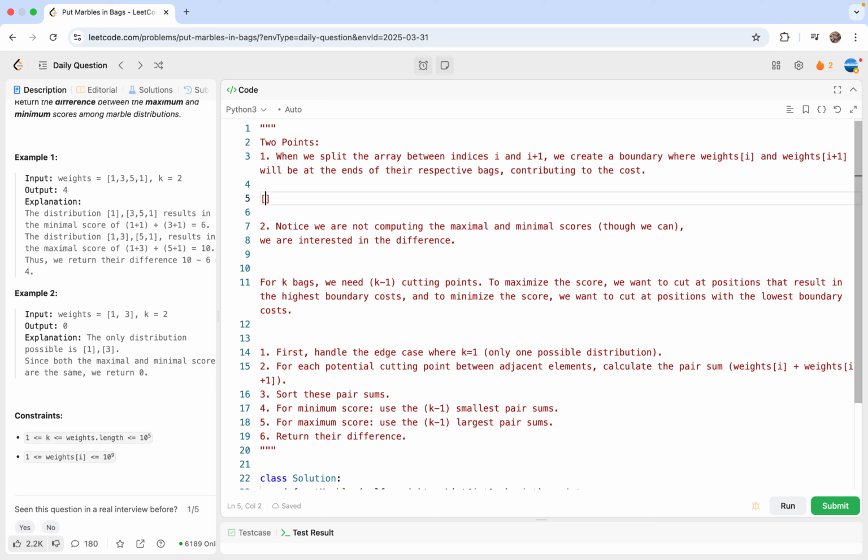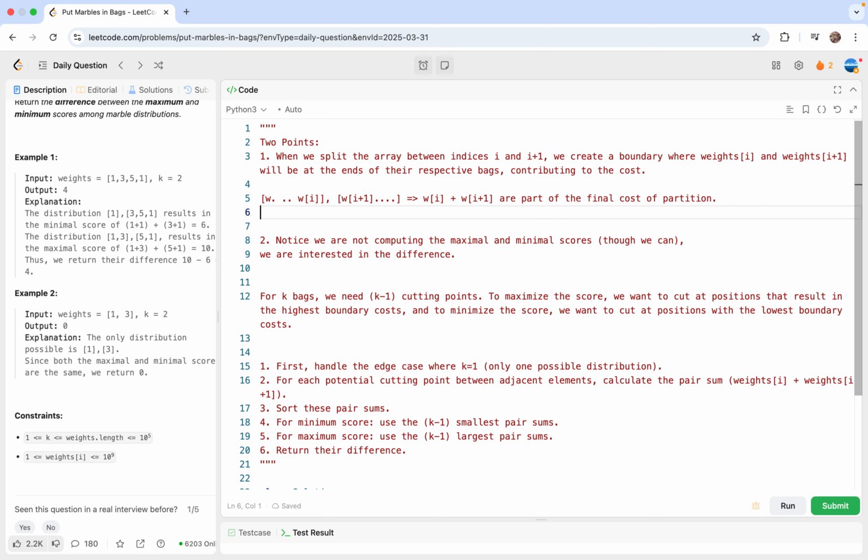So for example, you have a weight at some place, and up to this weight i, right? So this will be one end, and then weight i plus 1 will be the start of the next one. So this score will be in the cost of the previous one, and this score will be in the cost of the next one. So overall, Wi and Wi plus 1 are part of the final cost of the partition, right? So this is the one part.